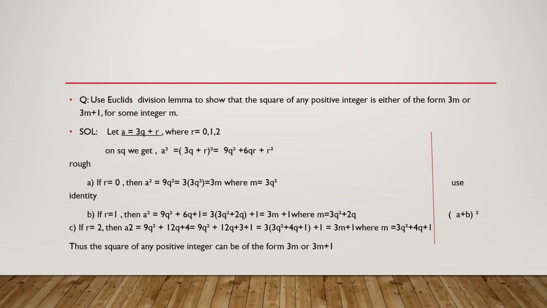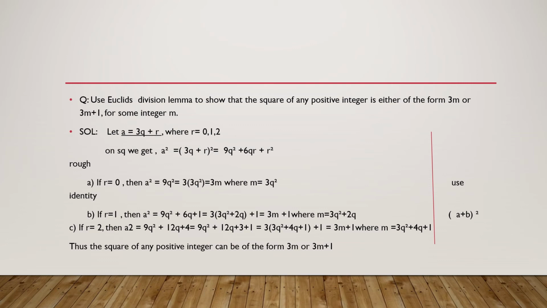अब इसी आंसर में हमने r की वैल्यूज डालनी है और हमने देखना है कि हमारा डिविडेंड किस फॉर्म में आता है. तो r अगर हम 0 लेते हैं तो ये a स्क्वायर, देखो इधर 9q स्क्वायर प्लस 6qr प्लस r स्क्वायर है. r 0 लिया तो r स्क्वायर 0 हो जाएगा, 6qr भी 0 हो जाएगा क्योंकि 0 से मल्टीप्लाई करने पे हमारी प्रोडक्ट जो होगी वो 0 आएगी. तो a स्क्वायर जो है वो हमारा आ गया 9q स्क्वायर. अब इस क्वेश्चन में हमें स्क्वायर ऑफ एनी पॉजिटिव इंटीजर उसको या तो हमें 3m की फॉर्म में लिखना है या फिर हमें 3m प्लस 1 की फॉर्म में लिखना है.